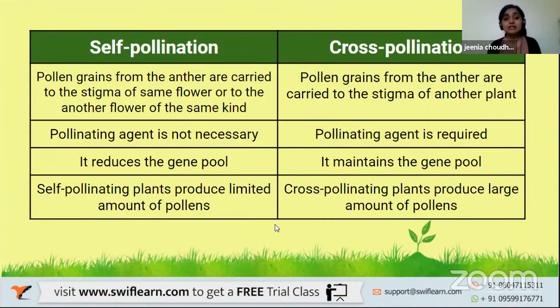So in self-pollination, pollen grains from the anther are carried to the stigma of the same flower or to another flower of the same kind, right? In cross-pollination, pollen grains from the anther are carried to the stigma of another plant. Pollinating agent is not necessary in self-pollination because it is happening in the same plant. On the other hand, in cross-pollination, pollinating agents are required, very, very necessary, right?